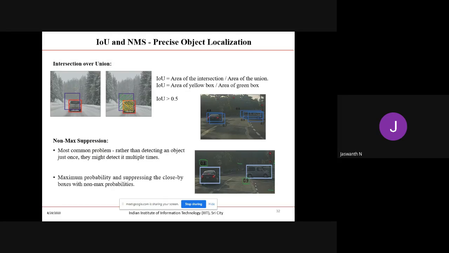Next, there are a few more parameters in the space of object detection, like IOU, intersection over union, non-maximum suppression, etc. IOU will tell you the intersection over union, to compare the predicted and the ground truth information.